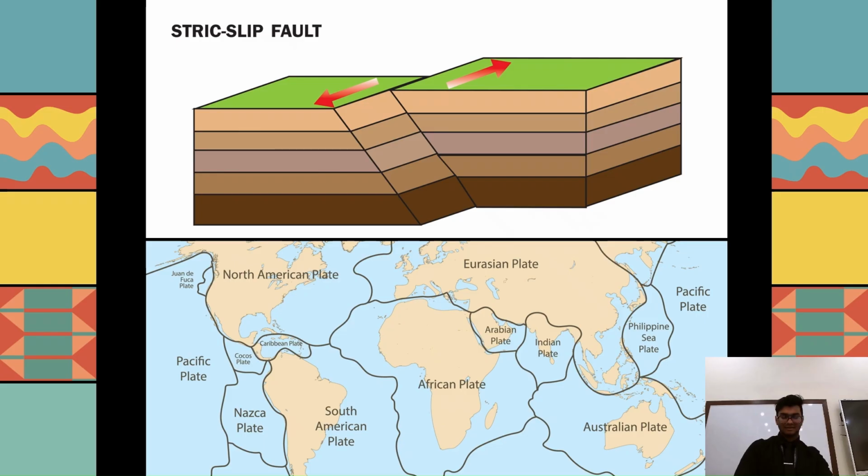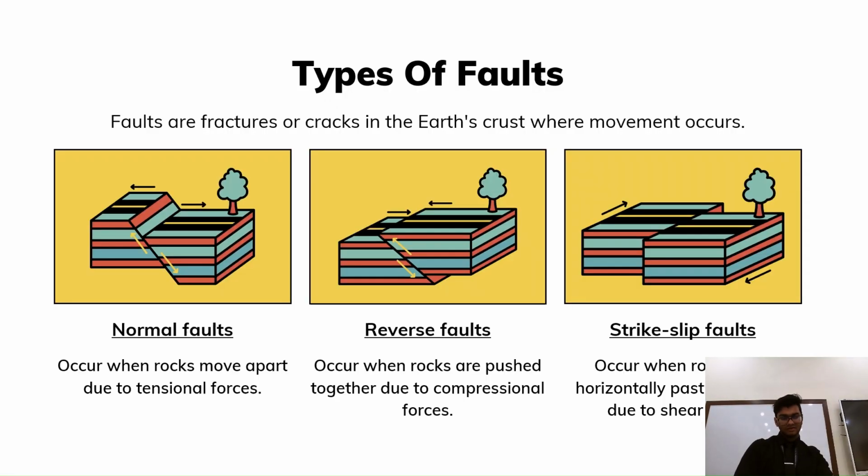There are three main types of faults. First are the normal faults. This occurs when the rocks move apart due to tensional forces. Second are the reverse faults, which occur when rocks are pushed together, causing compressional forces. And the last one is the strike slip faults, in which the rocks slide horizontally past each other due to shear forces. Now I pass on to Arnav.